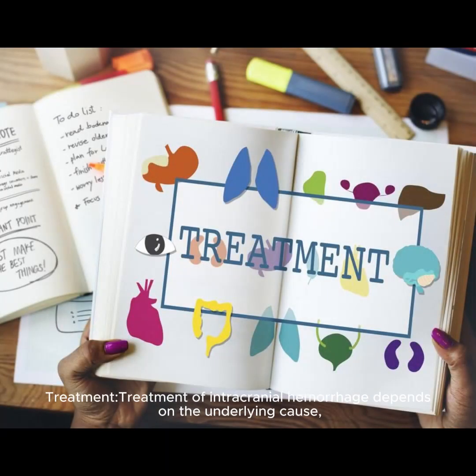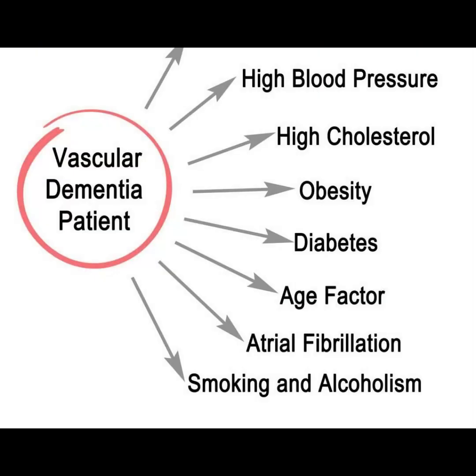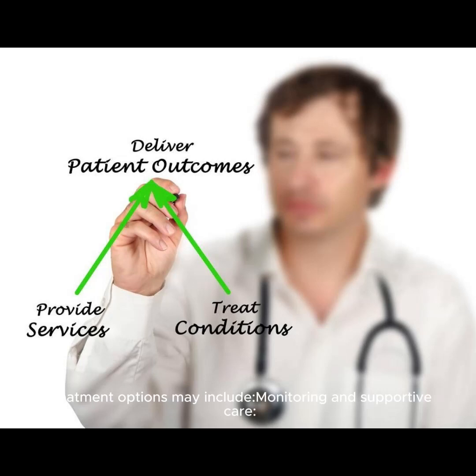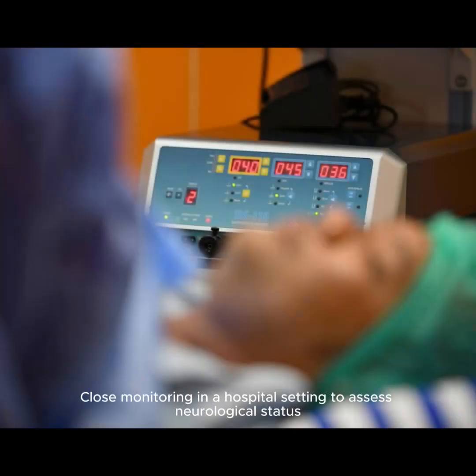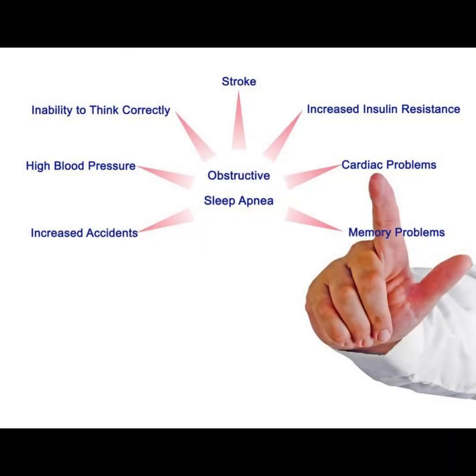Treatment of intracranial hemorrhage depends on the underlying cause, severity of symptoms, and extent of the bleed. Treatment options may include monitoring and supportive care: close monitoring in a hospital setting to assess neurological status and manage symptoms such as elevated intracranial pressure.